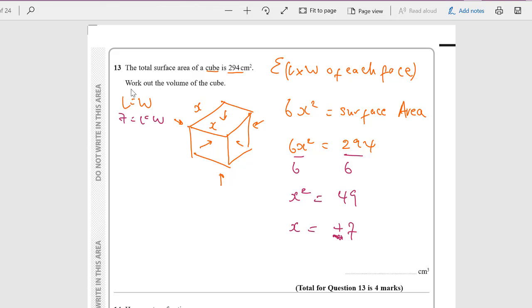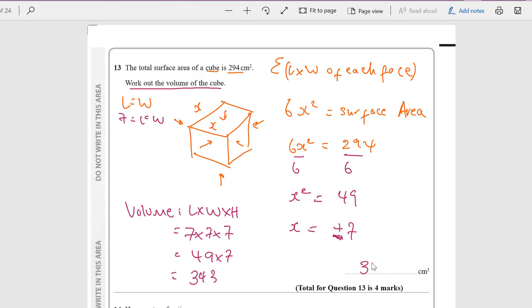So the question was, work out the volume of the cube. So we know that volume equals length times width times height. So it's going to be 7 times 7 times 7. So that equals 49 times by 7, which will give us 343. So 343, but remember it's going to be centimeters cubed.